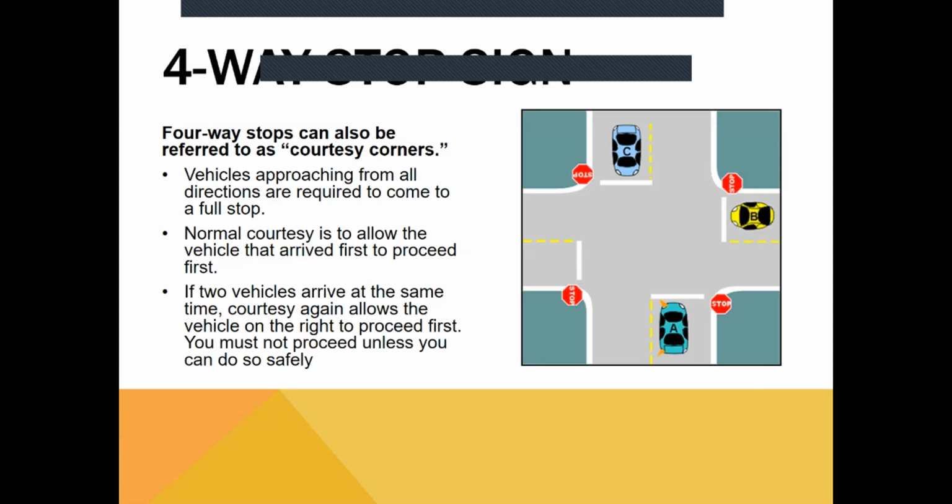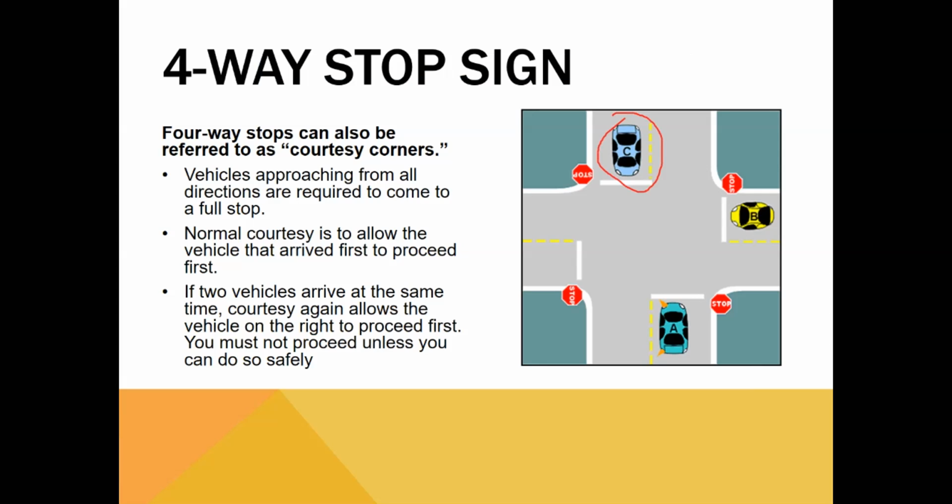The car on the far right is C. So he gets to go over B. He's going straight. And then B, once C's cleared, would go, also going straight. And then A would get to go, and he's going left. So you can see that everybody took their turn, but they all went through the right-of-way rules first.